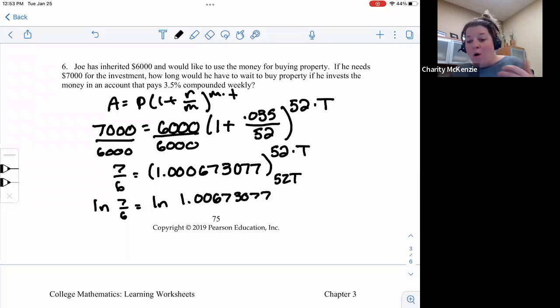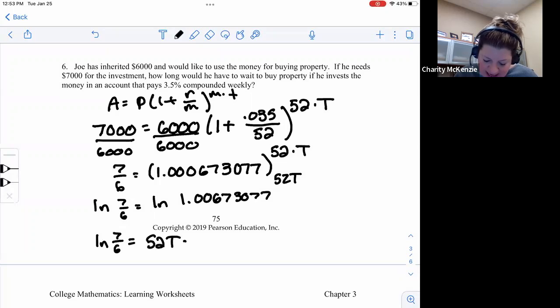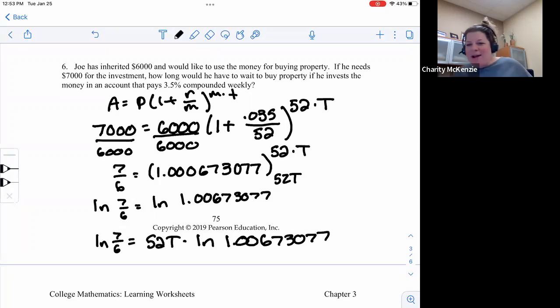Whole reason I did a log was because it allows me to bring the exponent down out front. So let me write that out. I would have natural log of 7/6 equals 52t times natural log of 1.006730, whatever. Why do I go out a bunch of decimals? I do it because I don't want you to miss a problem for rounding errors. And we need to be careful. So pretty cool. The log allowed me to bring that 52t out front.